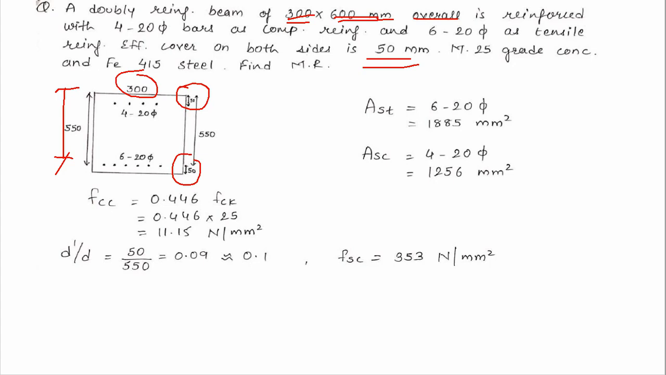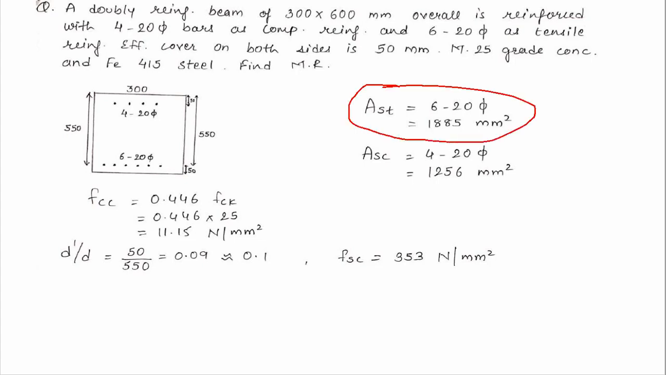So now the first thing will be to calculate the area of steel. To calculate the area of steel we can use two methods: first, calculate manually 6 numbers of 20 mm, that means 6 into pi by 4 into 20 square, or we can refer to our steel table, page number 71. Again, to calculate ASC we can proceed with either method, we will get these values.